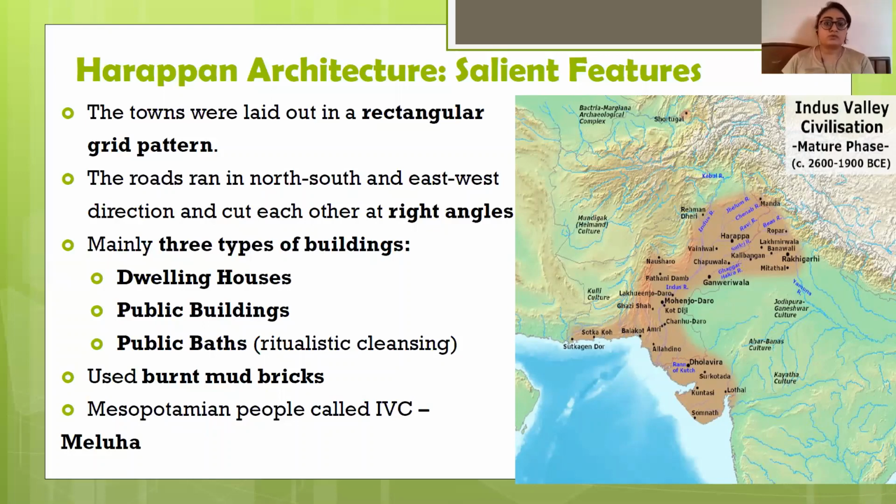Now, there were three types of buildings in Harappan architecture. First were dwelling houses, where people used to live. Second were public buildings, meant for public use, like the granaries. Then you have the public baths, mostly where ritualistic cleansing used to take place. They were considered sacred. One of the public baths, known as the Great Bath, was found at Mohenjo-daro.